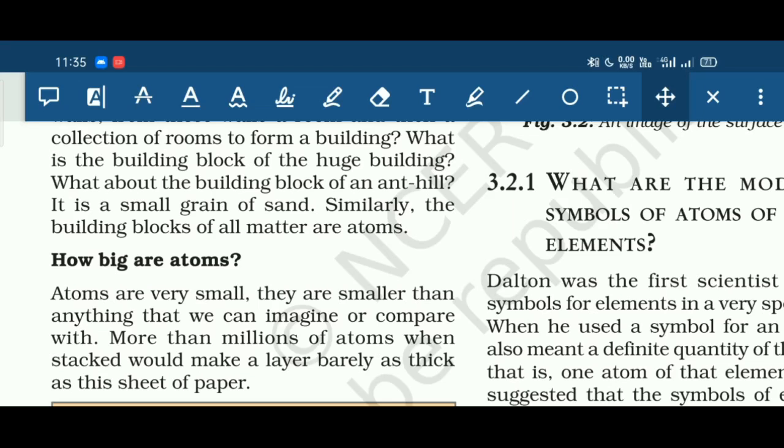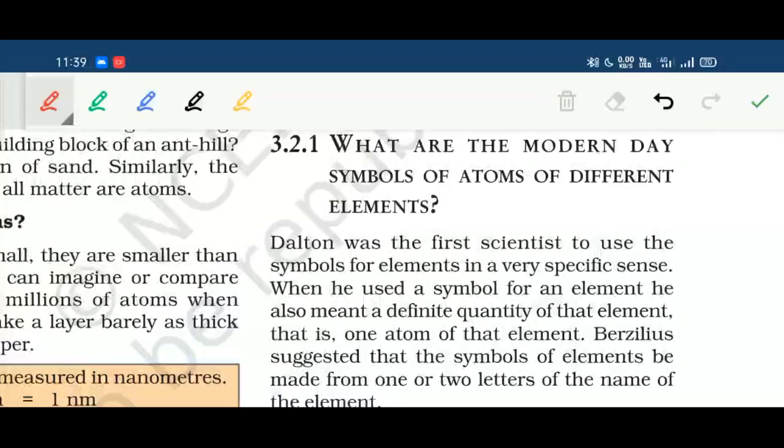More than millions of atoms when stacked would make a layer barely as thick as a sheet of paper, which means if we place millions of atoms one upon another, even then we will get a layer which will be just as thick as a sheet of paper, which means atoms are very small in size.